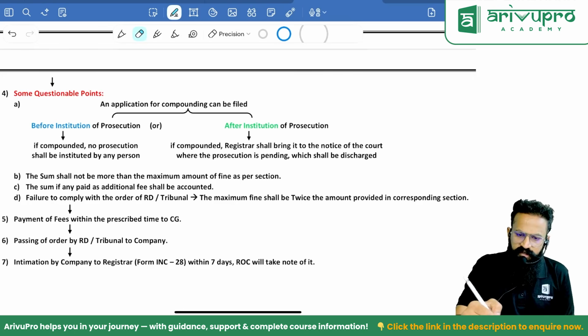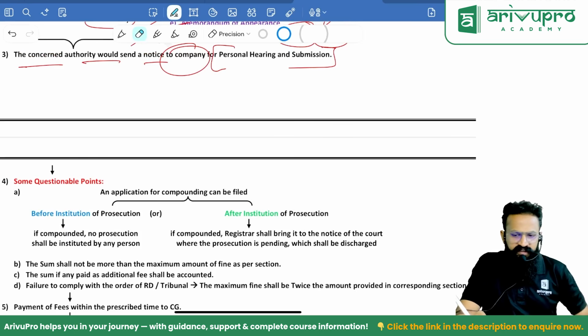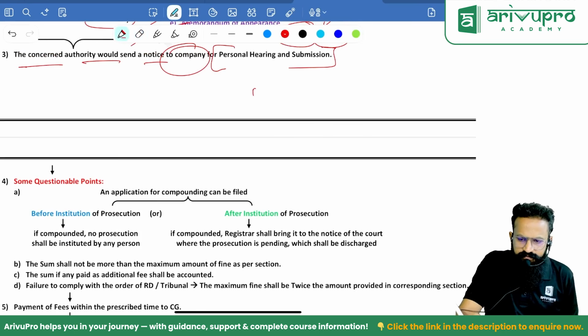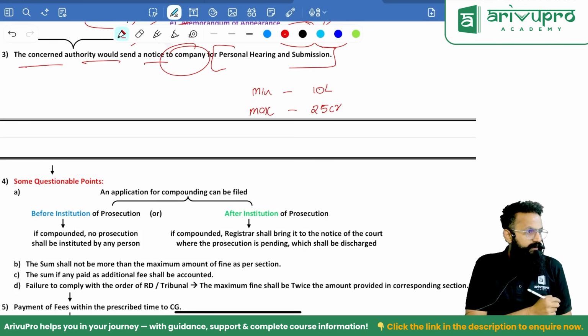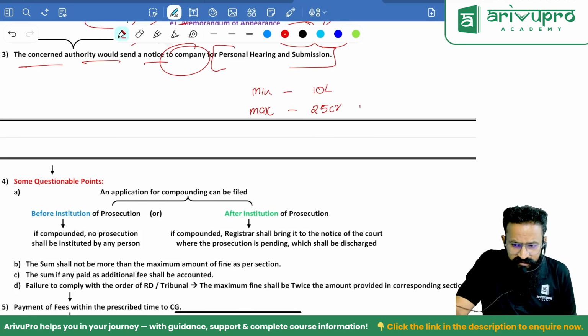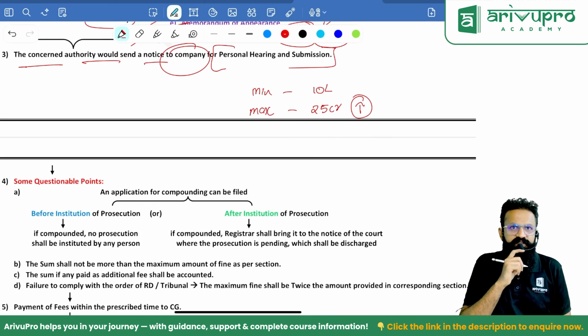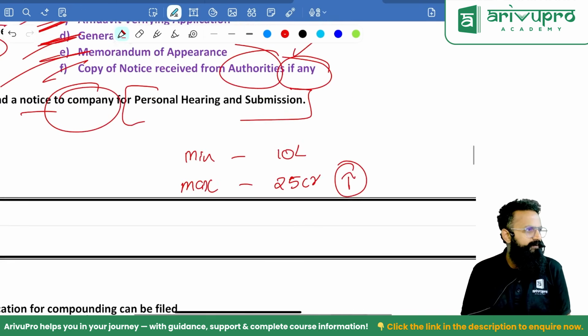Clear? Okay, now see here, people, some basic questions. What if in the section it is written that the minimum penalty will be 10 lakh, and the maximum is written as, say for example, 25 crore. Now, my question: when you're going for compounding, can the compounding authorities go for a penalty higher than the maximum prescribed in the section, that is 25 crore? Can I go beyond the maximum amount? Is it allowed? That is question number 1.